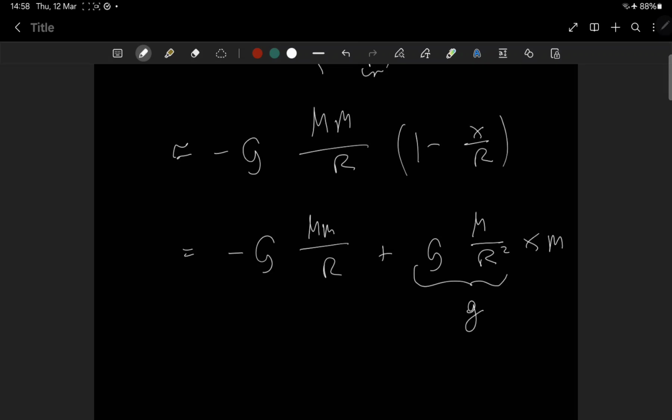So we write the m here. If you do this for the Earth, then you will get roughly 10 meters per second squared, or more precisely 9.81 meters per second squared.